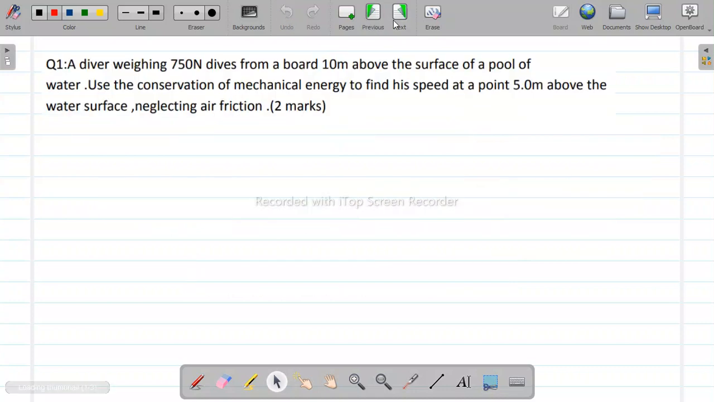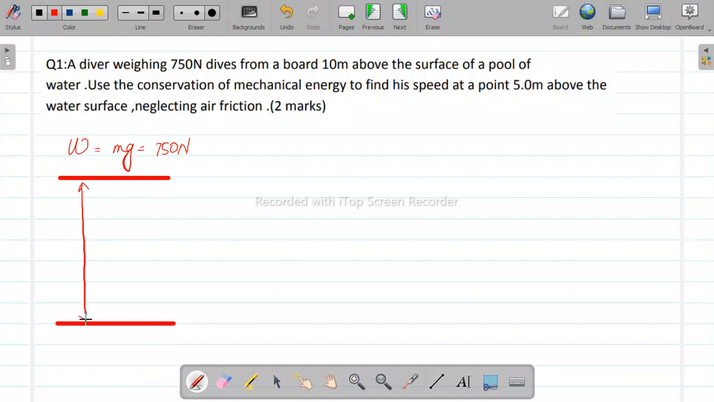Let's get started. It says a diver weighing 750 newtons. That is his weight, which is the product of mass and gravity, is 750 newton. Dives from a boat that is 10 meters above the surface of a pool. Let's just draw it here. We have the pool here, and then this is the surface that is 10 meters from the pool, right? So he dives from this point.